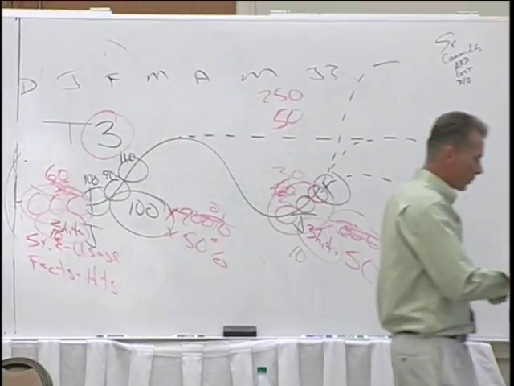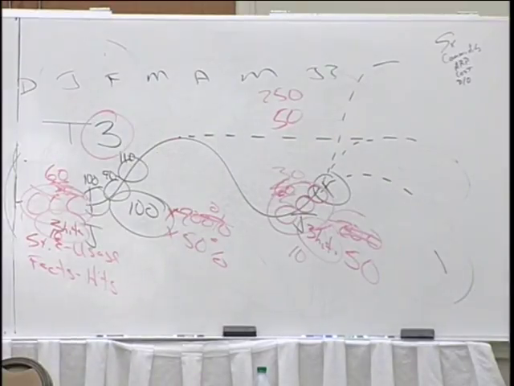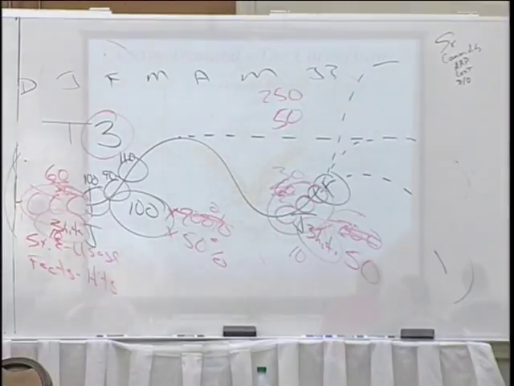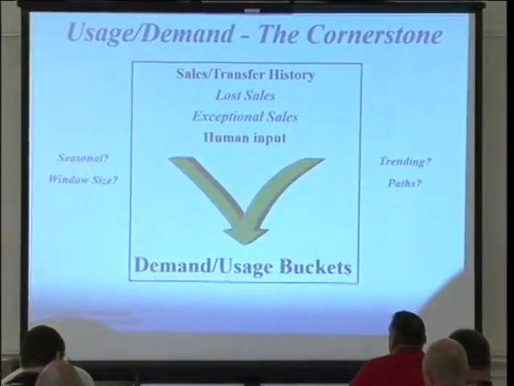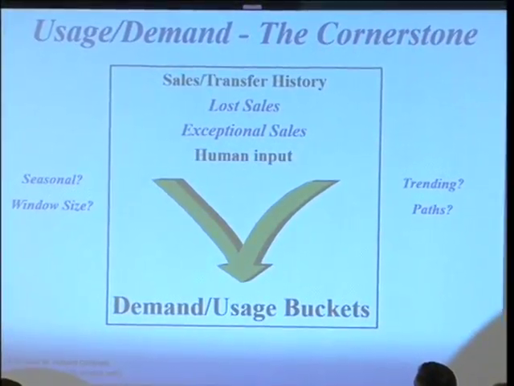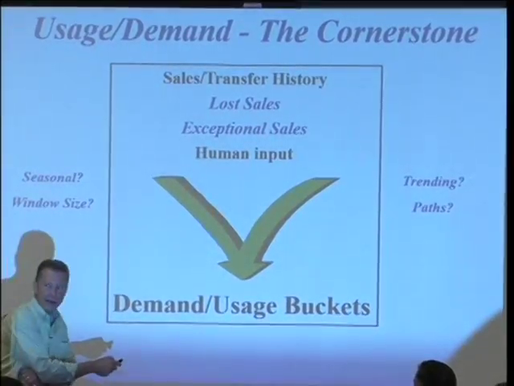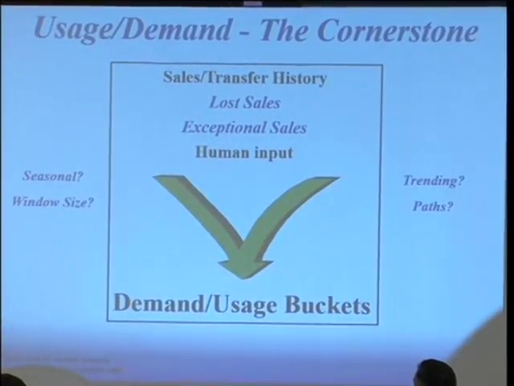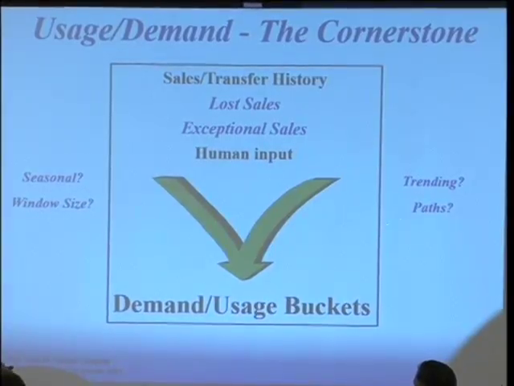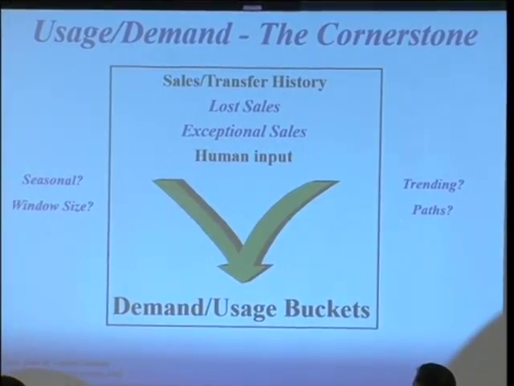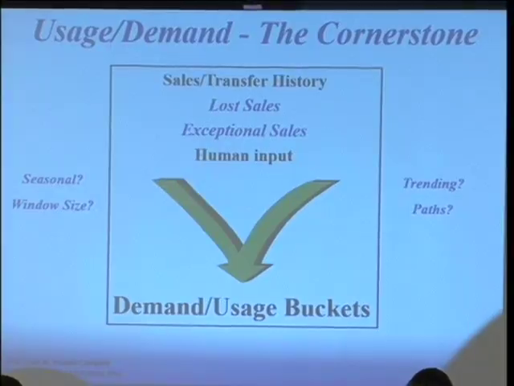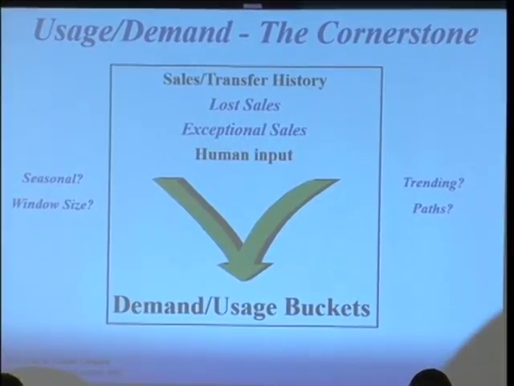So let's just make sure we've covered everything. We've talked about whether it's seasonal or not. We've talked about window size based on rank: narrow window for faster moving items, wider window for slower moving items. We've talked about trending, and if it's seasonal, how we're going to apply trending. And in the previous section, we talked about the paths, that if your ARPs aren't right, it can't roll the usage up to your central warehouse, central distribution centers properly.